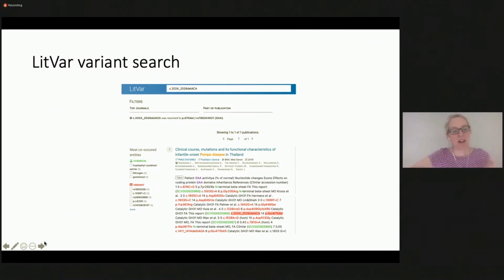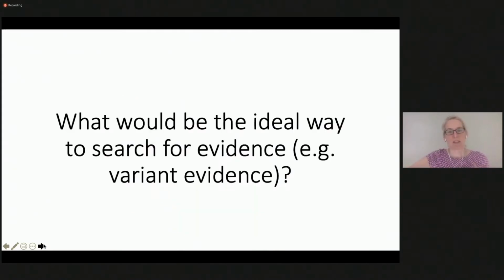Now, let's think about if we had a pre-annotated set of literature from individuals, and what would be the ideal way that you could search for evidence? If you all want to put any kind of things in the chat, you can think of a way that you would like to be able to go in and search for evidence and get results back in a very high throughput and fast manner.